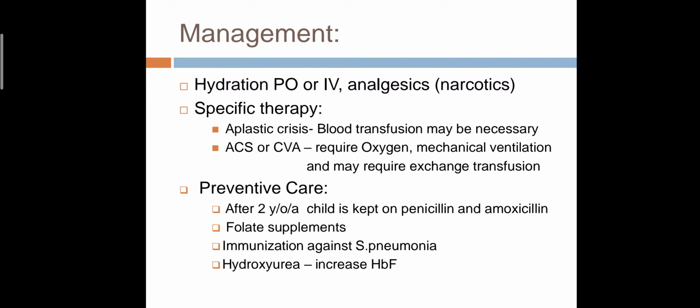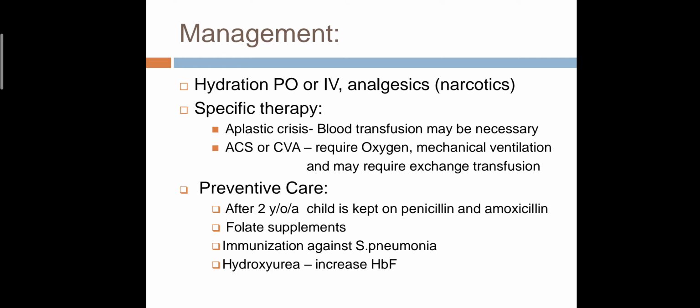Next we have the management for sickle cell anemia. The first one is hydration, which may be per oral or IV. Then analgesics or narcotics. Then specific therapy. In aplastic crisis, blood transfusion may be necessary. Then in case of acute coronary syndrome or cardiovascular effect, it requires oxygen, mechanical ventilation, and many require exchange transfusion.